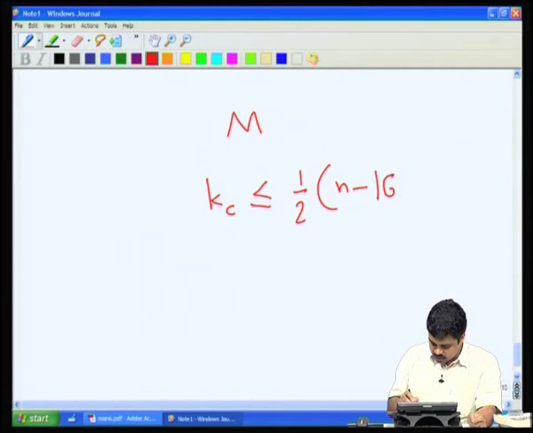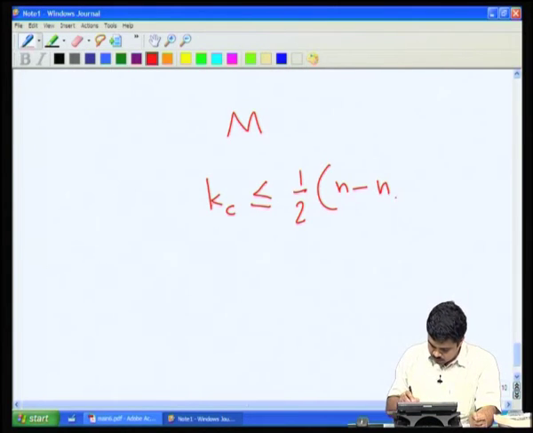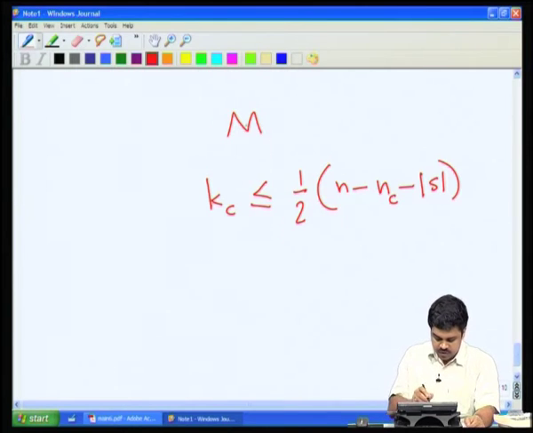I will use a notation for that. The total number of components can be taken as, say, Nc, and of course minus the cardinality of S. This is the biggest such number of edges you can get for Kc, given a matching.